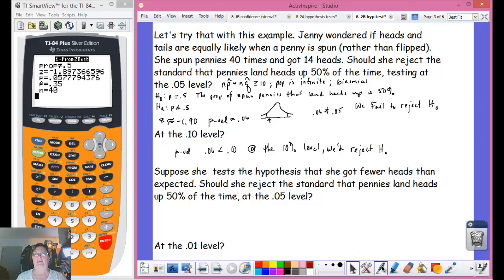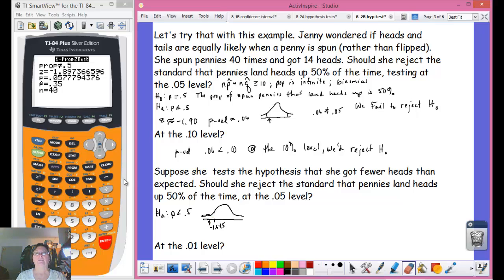Suppose she tests the hypothesis that she got fewer heads than expected. That is, what if she changed her thing to a one-tailed test? So change H sub a to being the proportion is less than 0.5. If that were the case, and she was testing at the 0.05 level, the z-score for a one-tailed test at the low end is -1.645. And she definitely, with a z-score of -1.9, would be rejecting here.